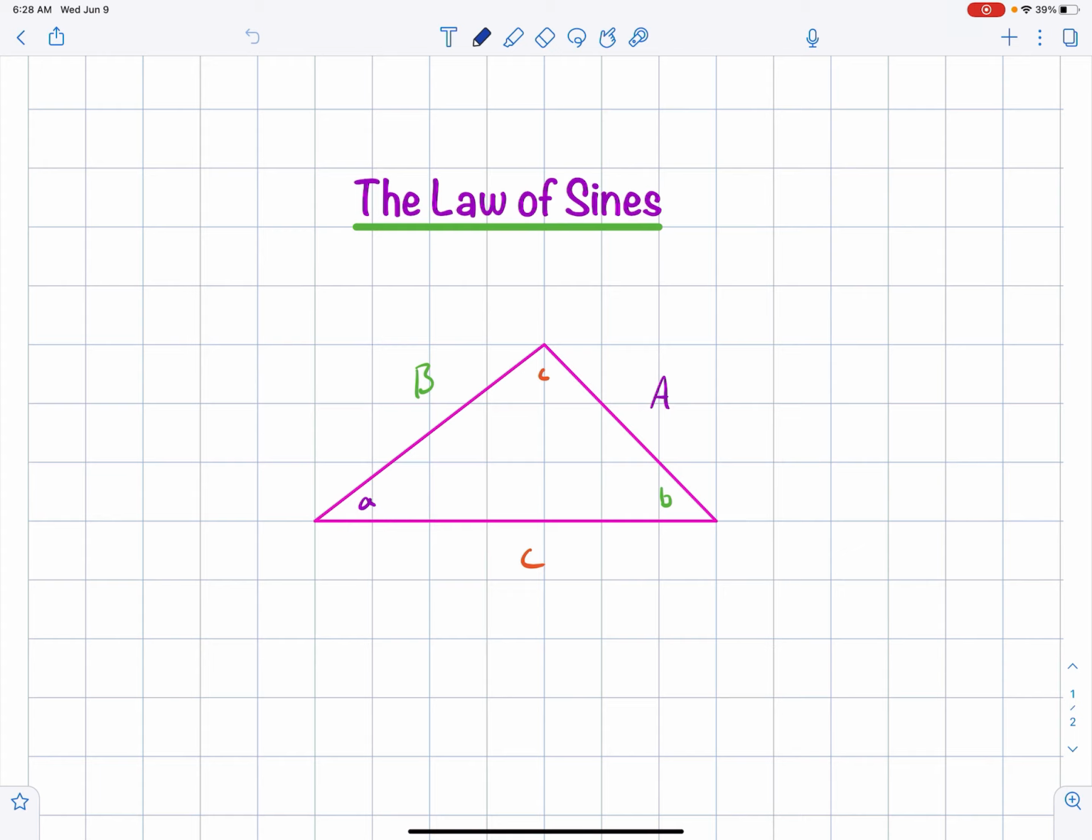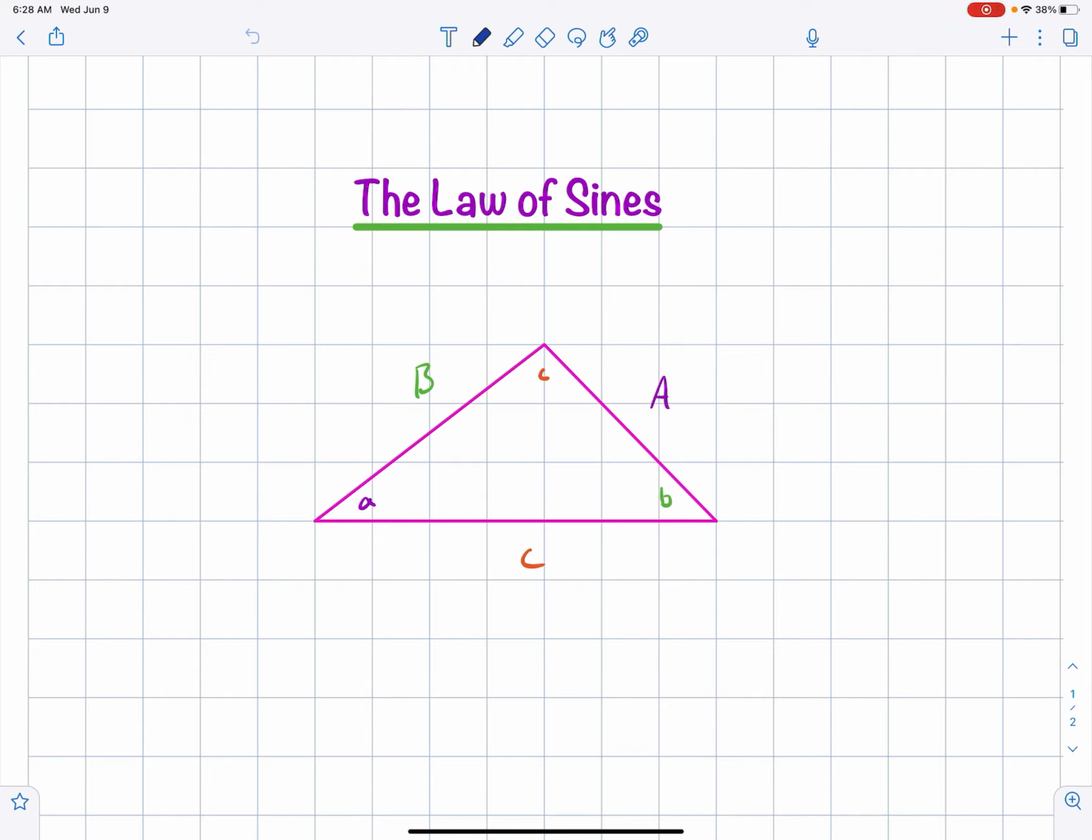If we know some combination of the sides and angles, but we don't know all of them, we can use either the law of sines or the law of cosines, depending on which combination we're given in the problem, to fill in the rest. We call that solving the triangle. So it's really important to know both, and we are going to look at the law of sines here. We're going to prove it, and we're going to use it. We're going to see how it could be used.